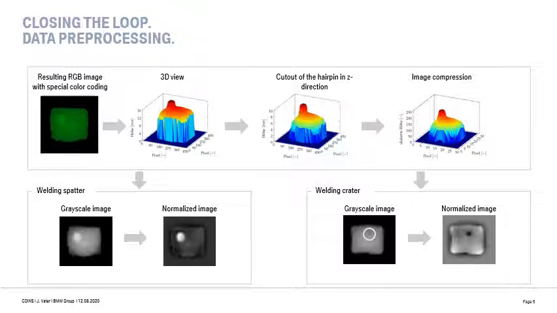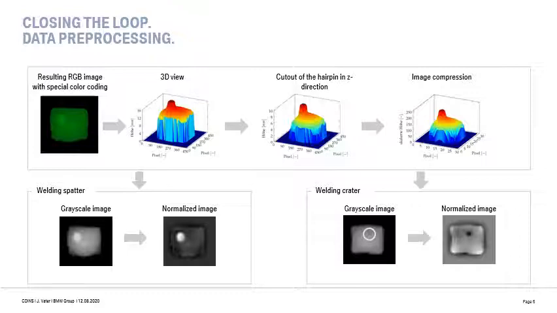Afterwards, we cut out the hairpin in Z direction, so that only the top of the hairpin is highlighted, as you can see here on the third picture. The 3D data were reduced to the size of 30 by 30 pixels, and in addition the height range was scaled into a range between 0 and 255, as you can see here. The preprocessed image was saved as a grayscale image, as you can see here for welding spatter and here for welding crater.